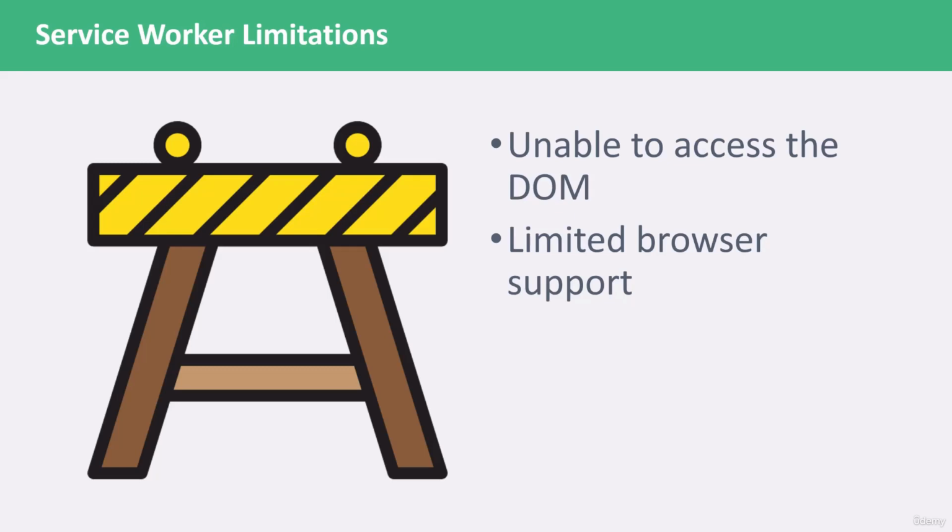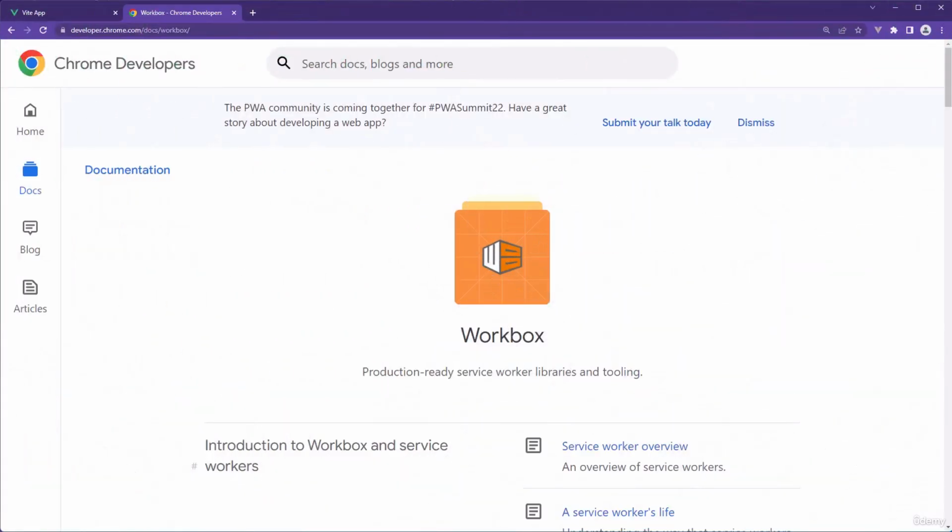With that being said, let's try creating a service worker. There are two approaches to creating a service worker. The first approach is to create the file manually. The second approach is to use Workbox. In the resource section of this lecture, I provide a link to this library. Workbox is a library developed by Google. It'll help us with creating a service worker.